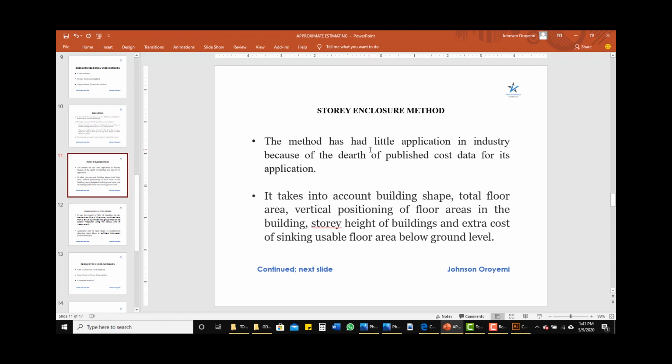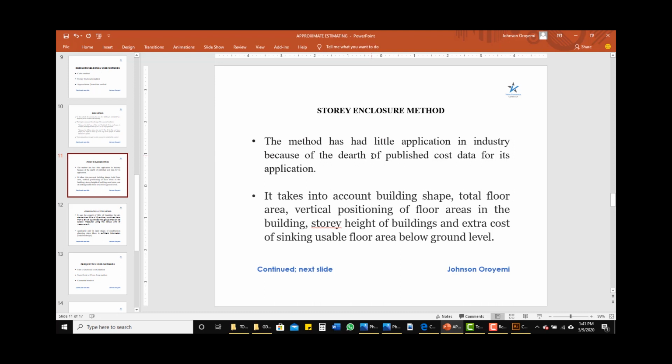Another method is the Storey Enclosure method, and I can say that this method is an effective method, but it went into extinction because there are no cost analyses published to actually use as rates in arriving at the probable cost of a construction project. But it's an effective method in the sense that it takes account of the building shape, the total floor area, and if we have more than one floor, it considers the different floors one by one. So it takes account of that.